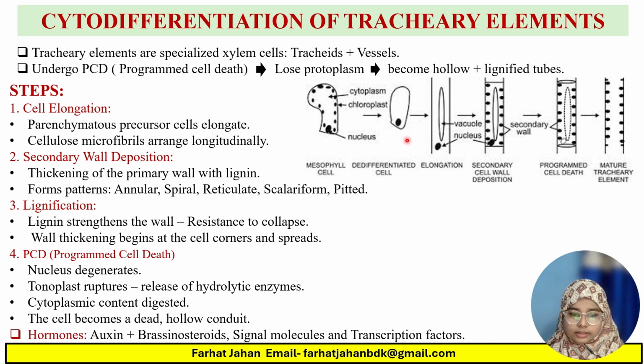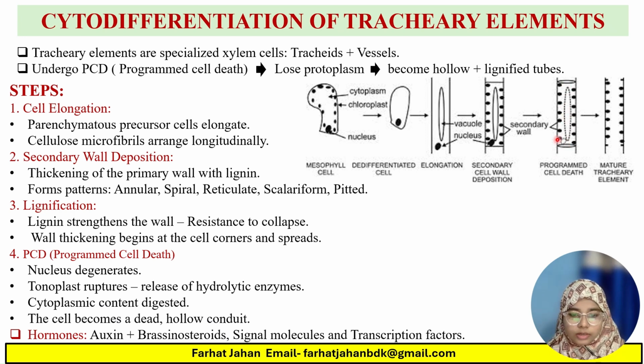Here, as we can see in the picture, this is the mesophyll cell, in which a clear nucleus is seen. This is the cytoplasm, this is the chloroplast. First of all, the secondary wall deposition starts, and vacuole formation takes place. The cell elongation has taken place, and the secondary wall formation has started from the corner and spread to the wall, and then programmed cell death takes place.